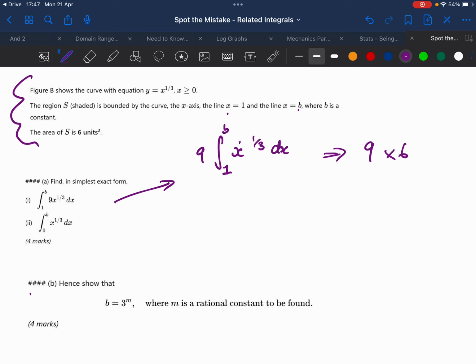And the reason for that is because we were given the integral here in the first part. So it's just 54 units squared.